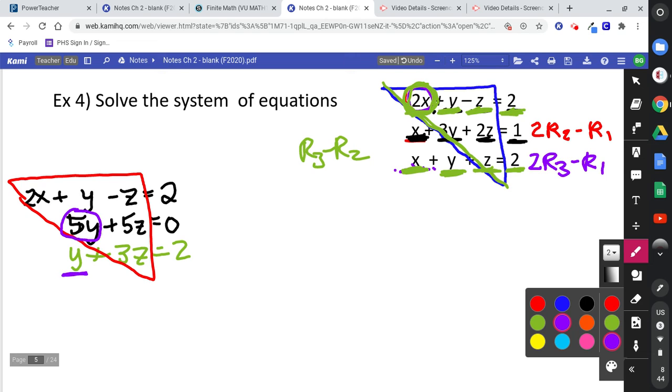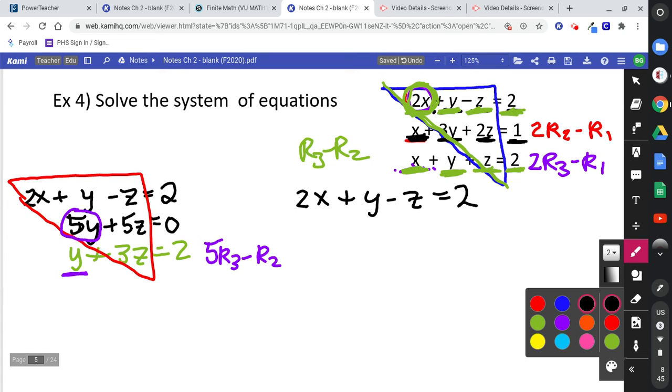So we want to eliminate this y using that 5y. So think about an LCM. LCM of 1 and 5 is 5. I'm going to need a rule that says 5 minus 5. So once you get the hang of it, it would become clear that we're going to do 5 row 3s minus row 2. 5 row 3s minus row 2. Okay. So the top row can stay the same. 2x plus y minus z equals 2.